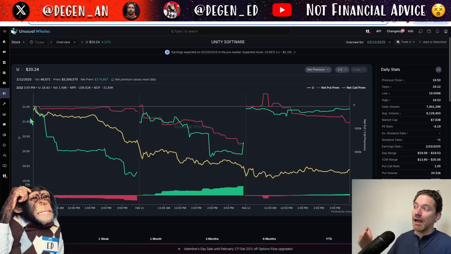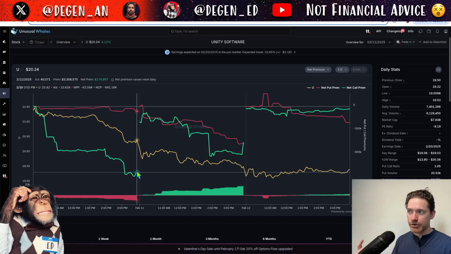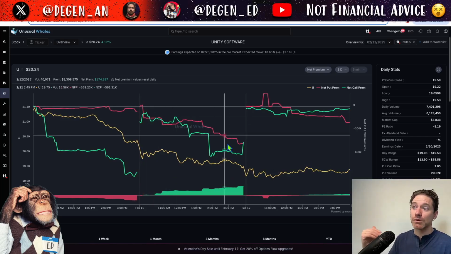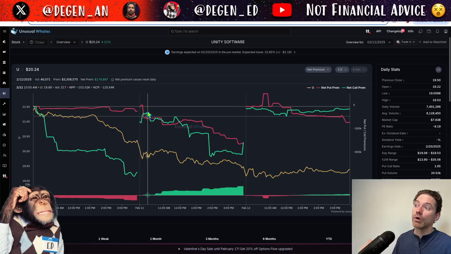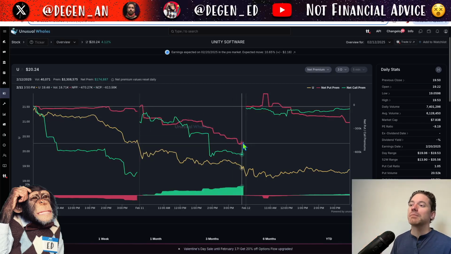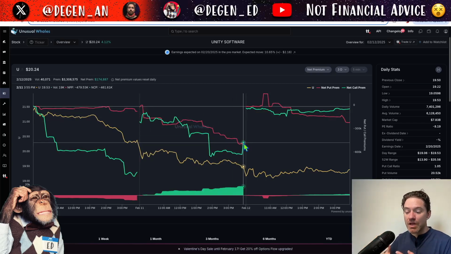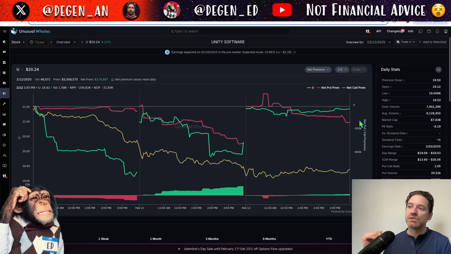So we have net call premium coming down here. That looks bearish. Then we have it coming down less. That looks less bearish, on top of more net put premium coming down. So that is maybe suggesting a bottom's coming in. And then we do see net put premium being more negative than net call premium. So these are potential bottoming signals.